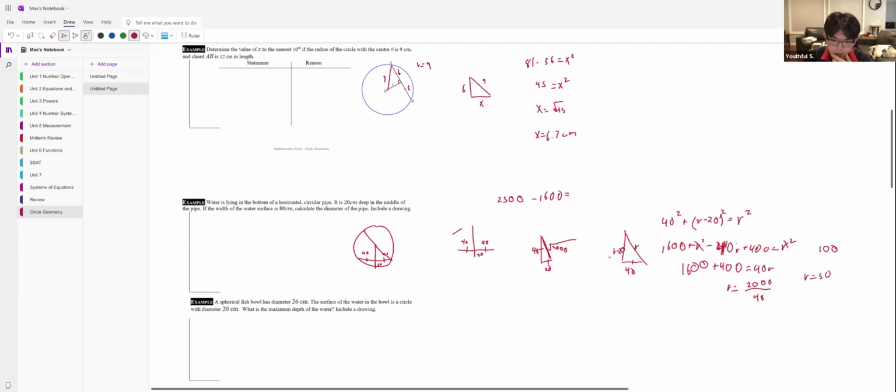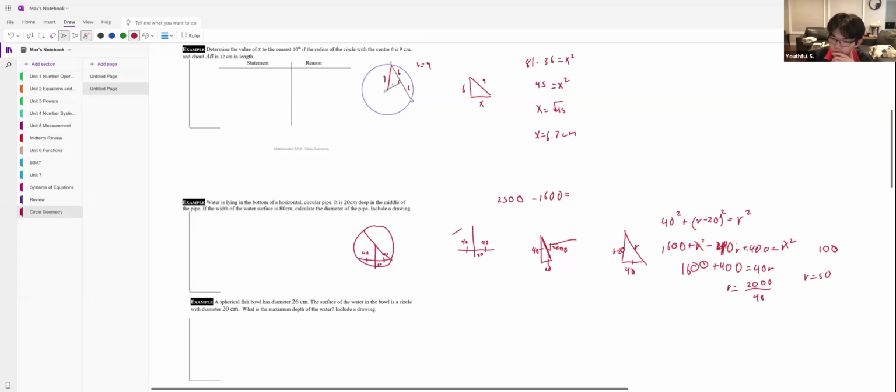We'll call this a, right? A squared plus b squared is equal to the hypotenuse squared. So then 40 squared plus r minus 20 squared is equal to r squared. So then 1600 plus r squared minus 40r plus 400 is equal to r squared. The two r squareds cancel out.